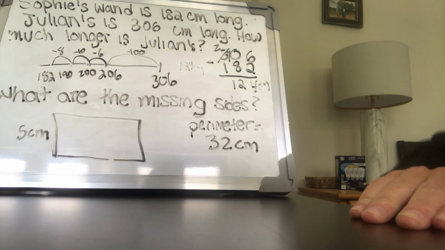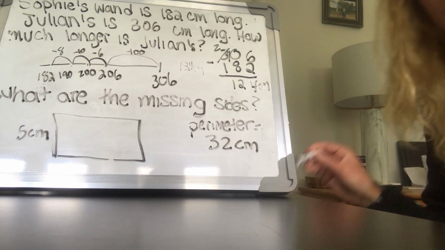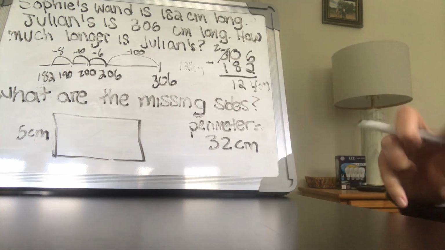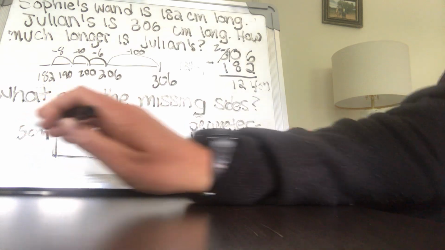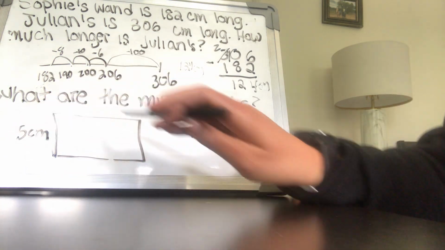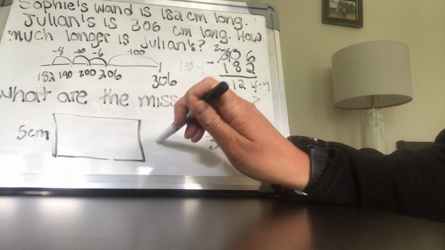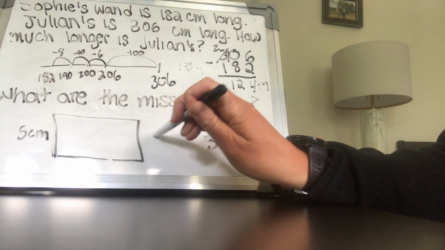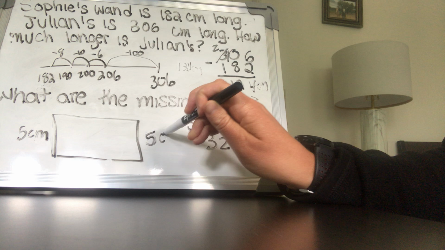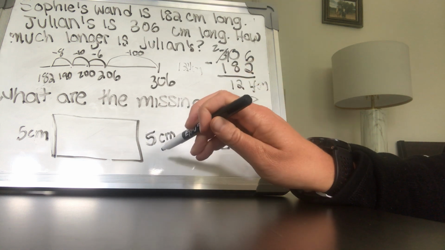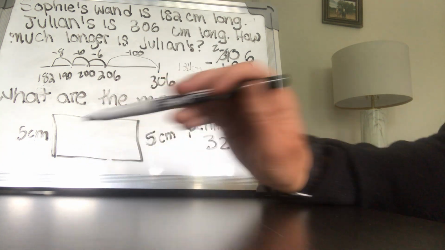Okay, let's start solving. So we know perimeter is 32. So all the sides together have to add up to 32 centimeters. This is a rectangle, so I know that the two short sides are the same. If that one is 5 centimeters, yes, this side also has to be 5 centimeters. Now I need to figure out these two missing sides.